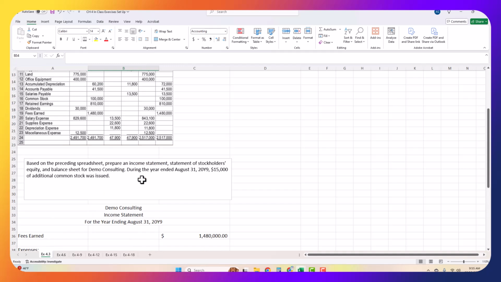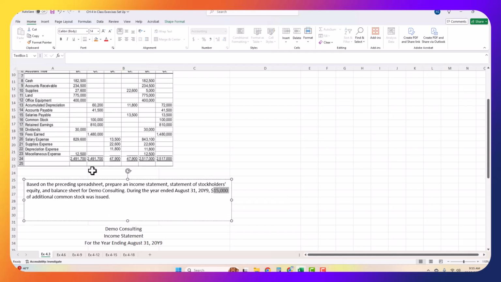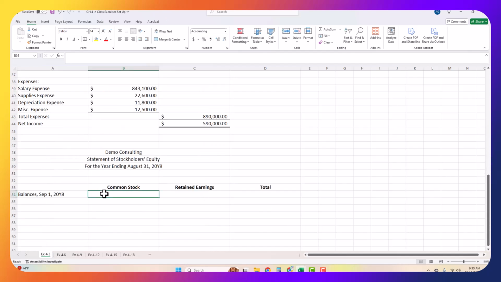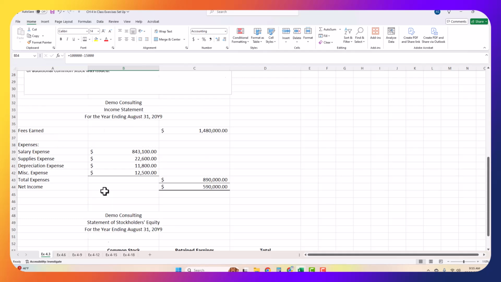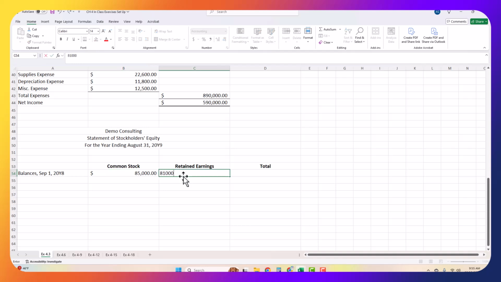So common stock. Let's go up here and see what we have for common stock. So common stock has $100,000. Now remember, they told us in the problem, this is our ending balance, $100,000, that they issued $15,000 during the year. So I'm going to take the $100,000 ending balance, subtract the $15,000 they issued during the year, and our starting balance for common stock is $85,000. Ending balance minus the issued amount. Then we had retained earnings. We haven't closed out net income to retained earnings, so we're taking the adjusted trial balance number of 810,000. And remember, the total column, we're just adding common stock and retained earnings across. So 895,000 is the beginning balances for common stock and retained earnings and total stockholders' equity.